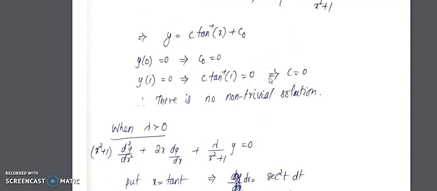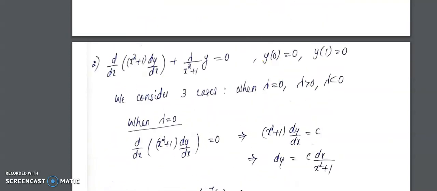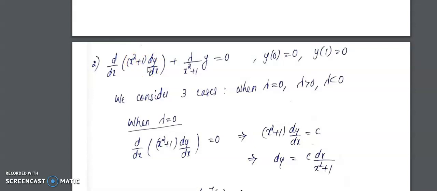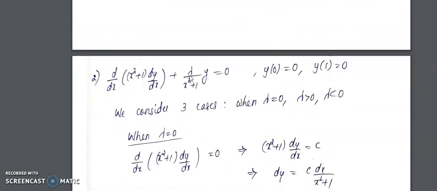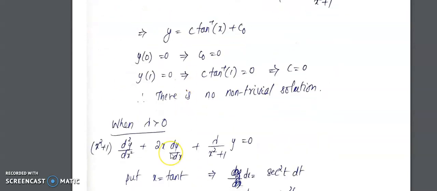Now lambda greater than 0. So your equation can be written as, so on taking the derivative, you will get (x square plus 1) d square y by dx square plus 2x dy by dx plus lambda y by (x square plus 1) equal to 0. Okay. So this will be the equation.